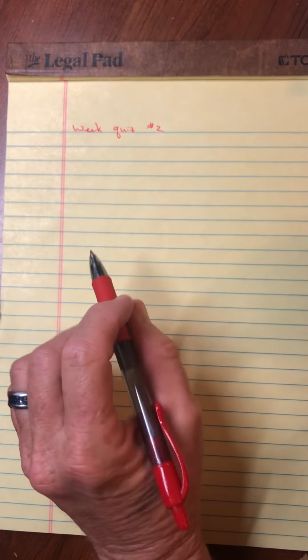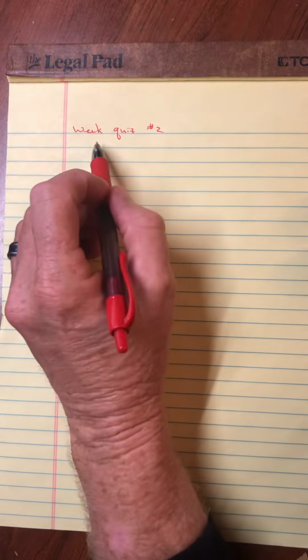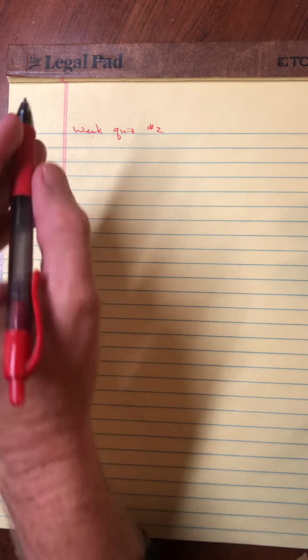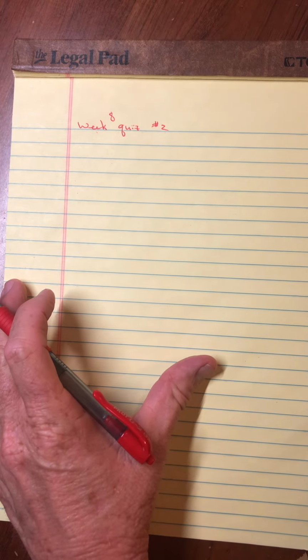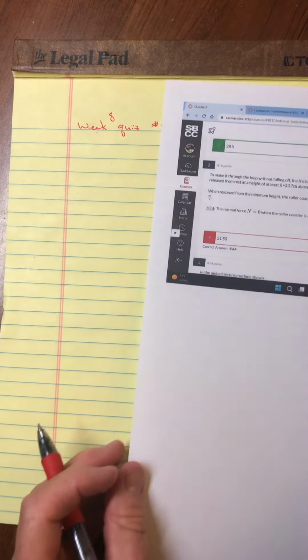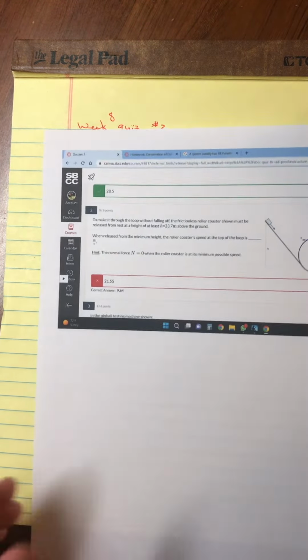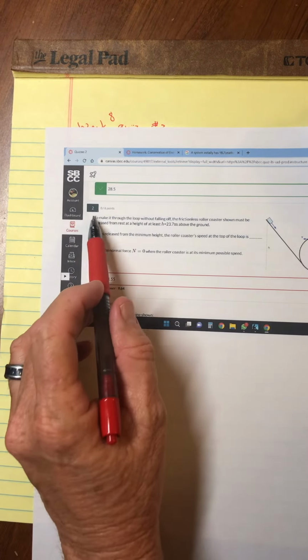Let me do a couple of solutions from the quiz. Let's see, weekly quiz number 2, and I guess this is week 8, quiz 2. Maybe I'll start there. And maybe I will start with, as I said, problem number 2 here.